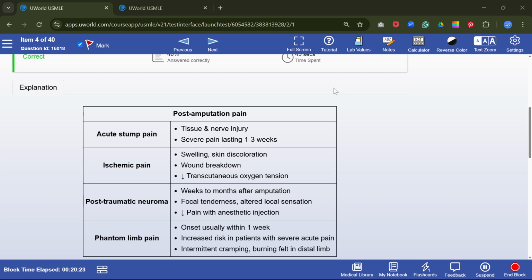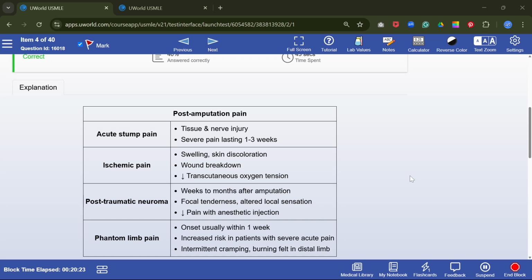Acute stump pain happens due to tissue and nerve injury. There is severe pain lasting 1 to 3 weeks. Ischemic pain: there may be swelling, skin discoloration, wound breakdown, and decreased transcutaneous oxygen. The last two are very high yield.